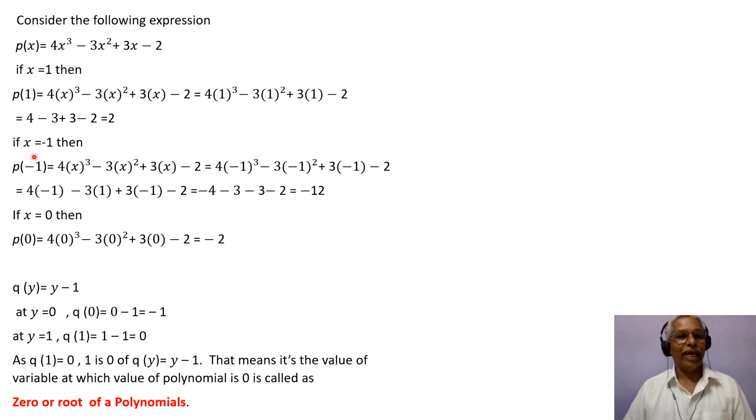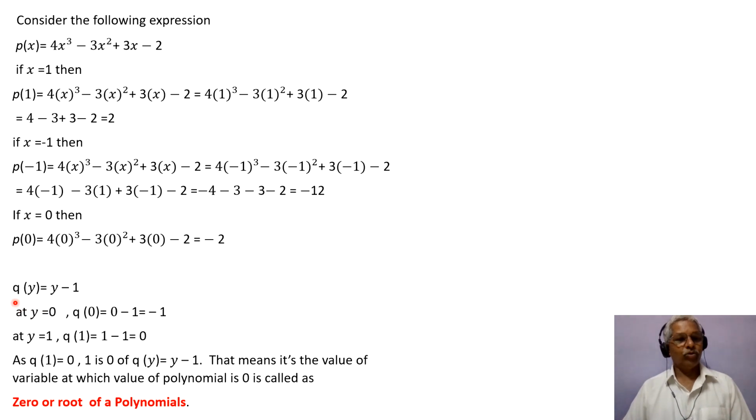So at x equal to minus 1, the polynomial has a value minus 12, and at x equal to 0, all the other terms will be zero and you get minus 2. Very simple. We are just checking the value of this polynomial at different values of x.